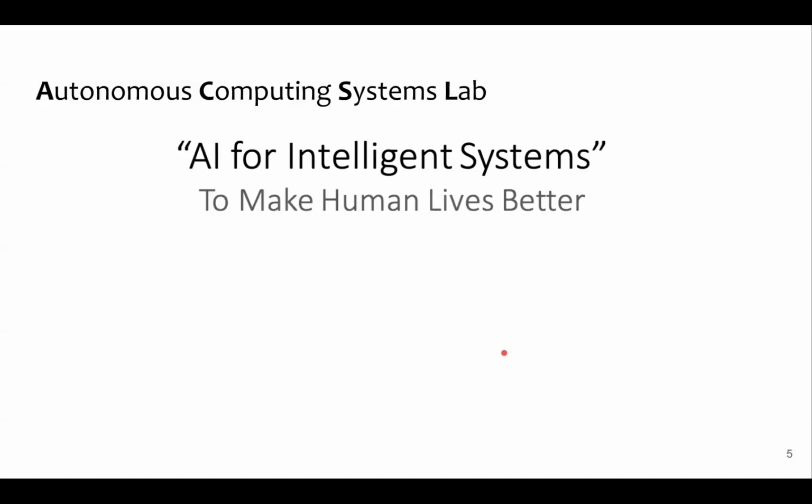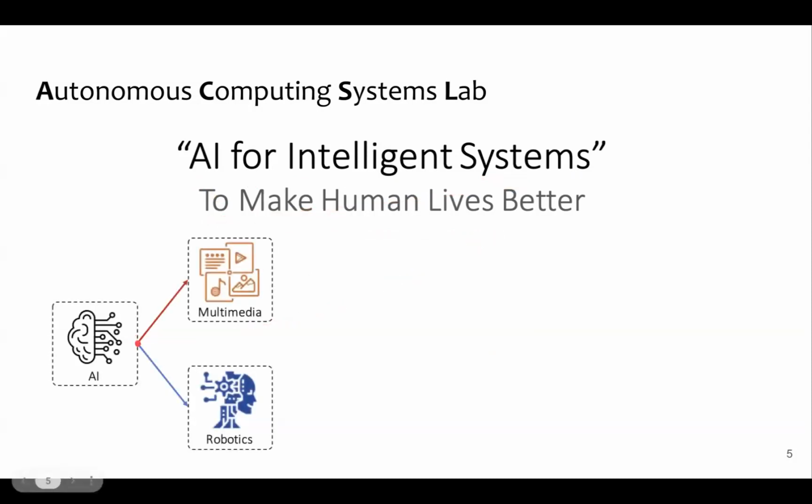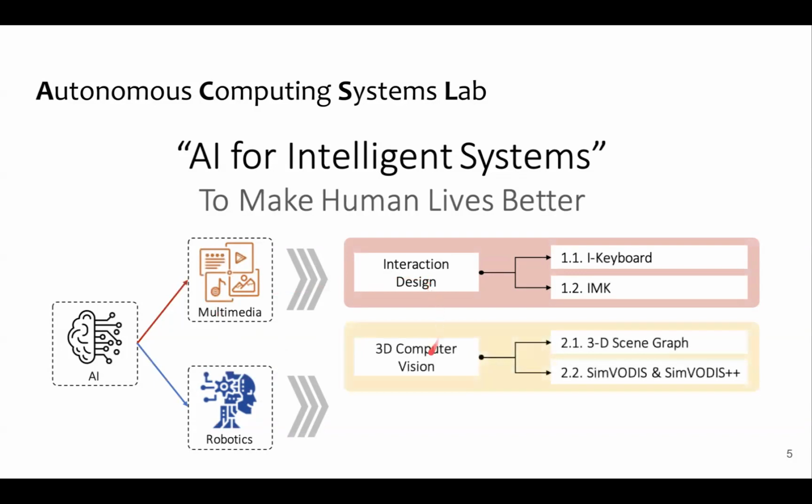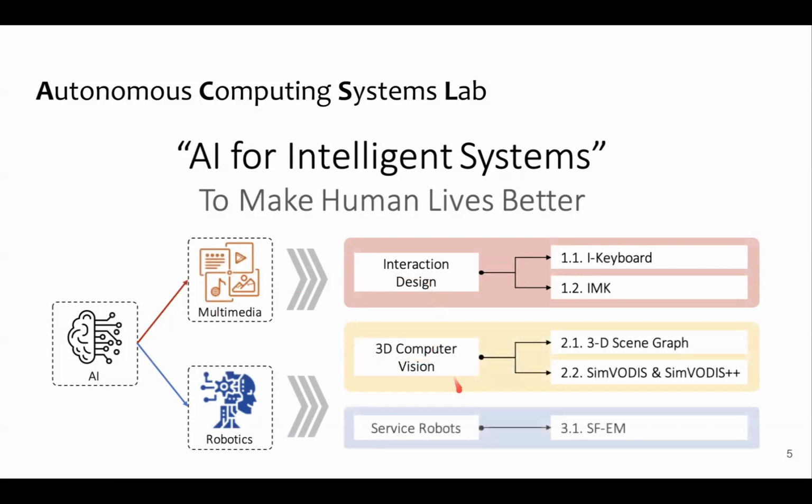These are some research goals we are aiming at in our lab. We want to implement and design AI for intelligent systems to make human lives better. More specifically, we try to make AI systems for multimedia systems and robotics. Regarding multimedia, we design interaction systems, and we also work on 3D computer vision, and we develop service robots.